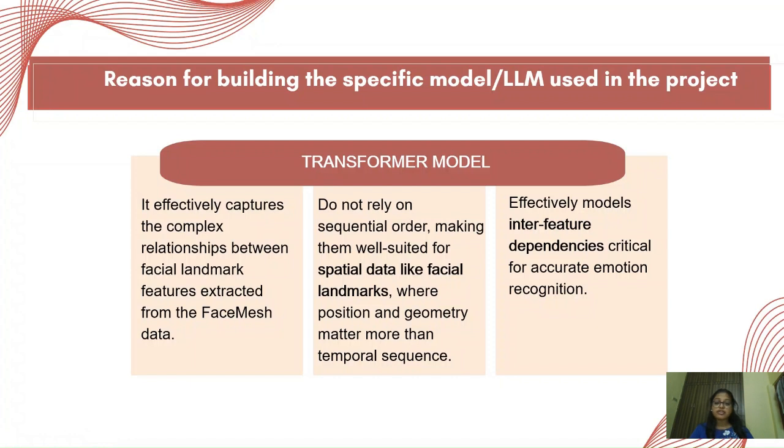Now, the reasons for building a transformer model. First of all, a transformer is very effective in capturing complex relationships between the features. That is why we chose a transformer, because it effectively captures the complex relationships between the facial landmarks which are extracted using face mesh. Nextly, the data we are processing in our model is not sequential. That is why we chose a transformer, because it is very well suited for spatial data like facial landmarks, where position and geometry matter more than just simple sequence. It also effectively models inter-feature dependencies, which are critical for accurate emotion recognition.